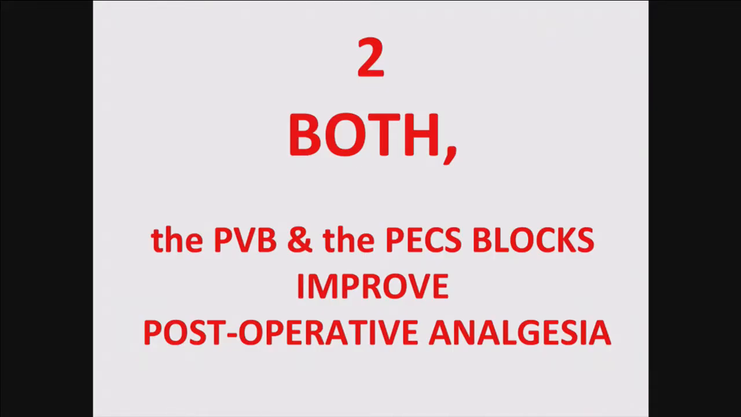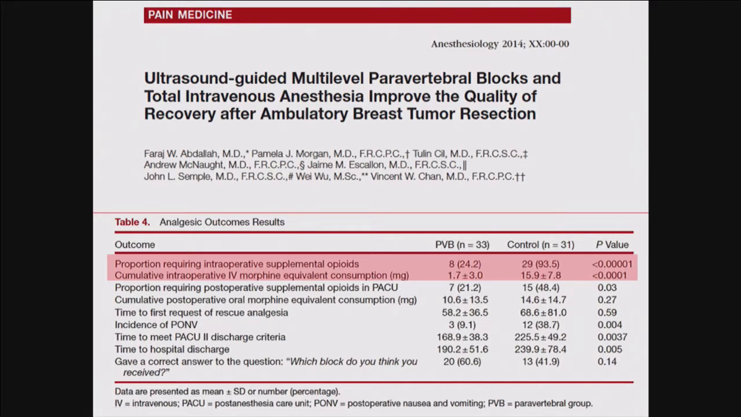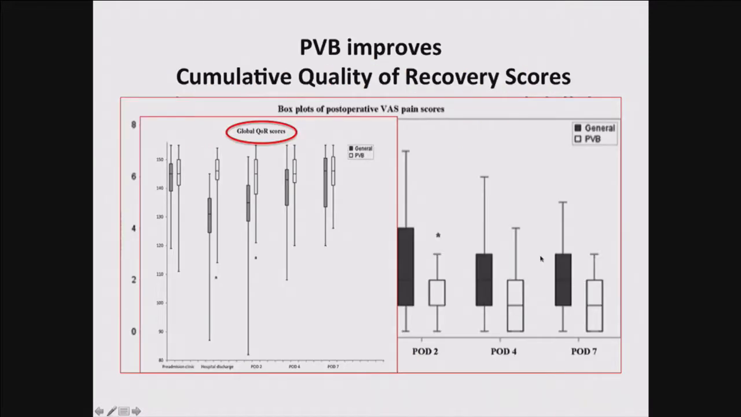Both these blocks are efficient. As well, the paravertebral block and the PEC blocks improve immediate postoperative analgesia. And I go slightly quicker here. This has been shown by Abdallah and Vincent Chan in Toronto once more, who have shown that the paravertebral block is able to reduce by 2/3 the amount of opioids, but most importantly, they are not just looking at the opioid or the VAS score that are figured here. They are looking at a cumulative quality of recovery score, and we will come immediately to that.